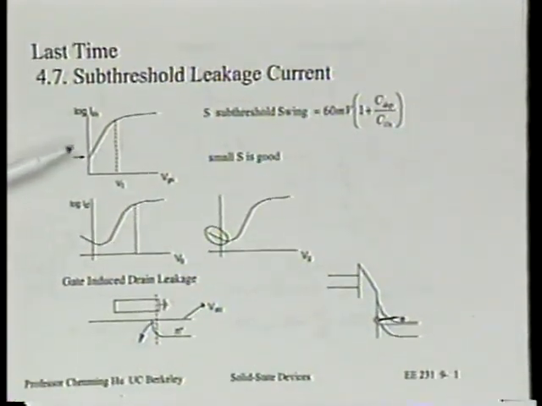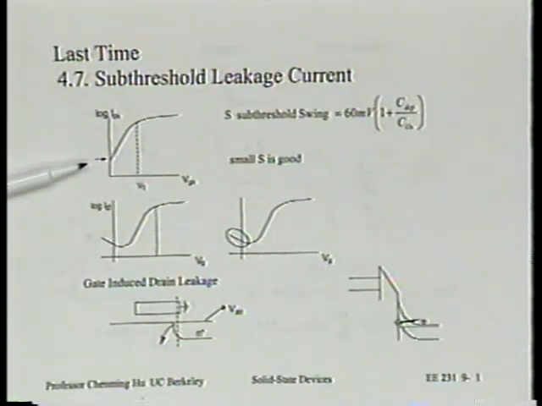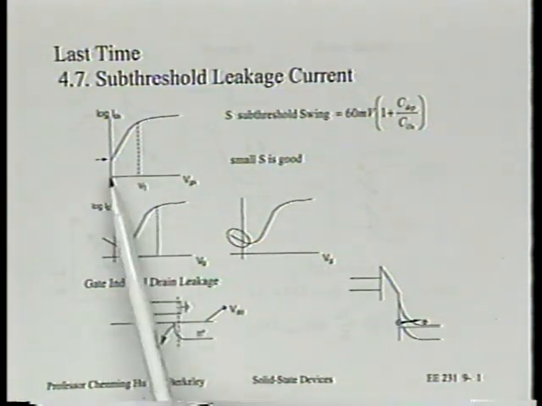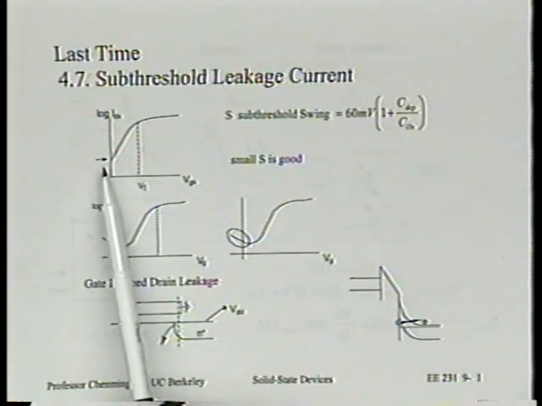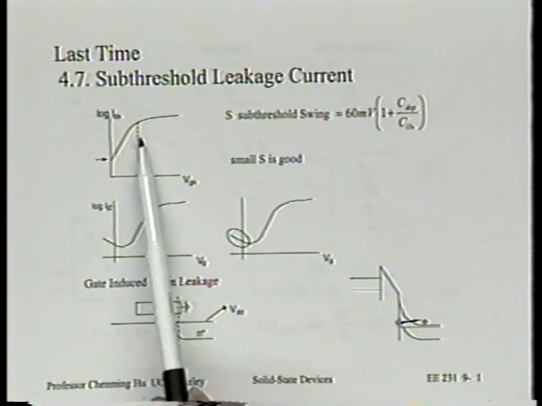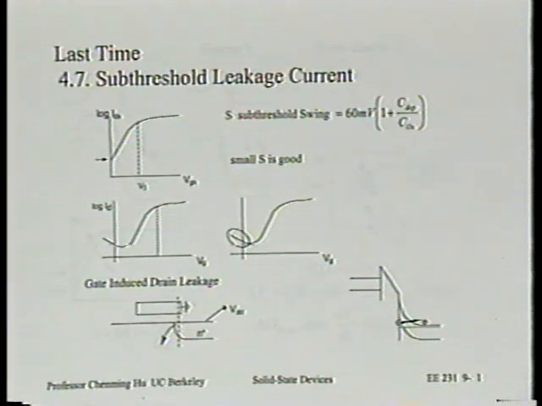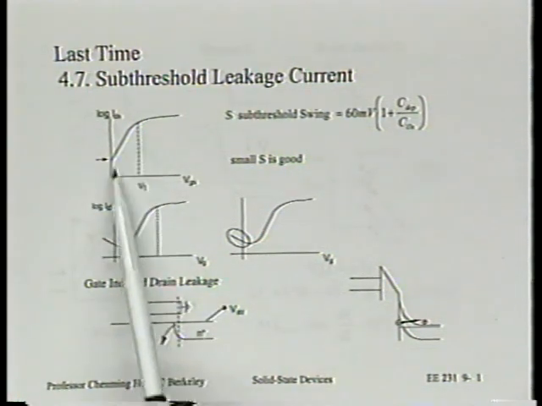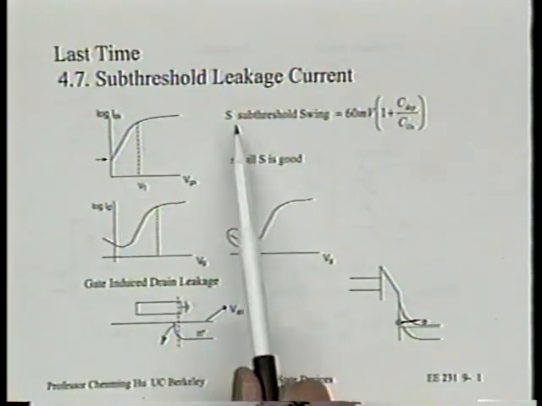Specifically, in this log ID versus VG case, we can concentrate on this point, that is the current IDS at VGS equal to 0. That's a problem. Now, we want to keep this leakage current small. There are two things we can do. One, we can pull VT up, pull it far away from 0 VG. That's undesirable because it hurts our ID set. The other is we can make this slope large, which means make the swing small.